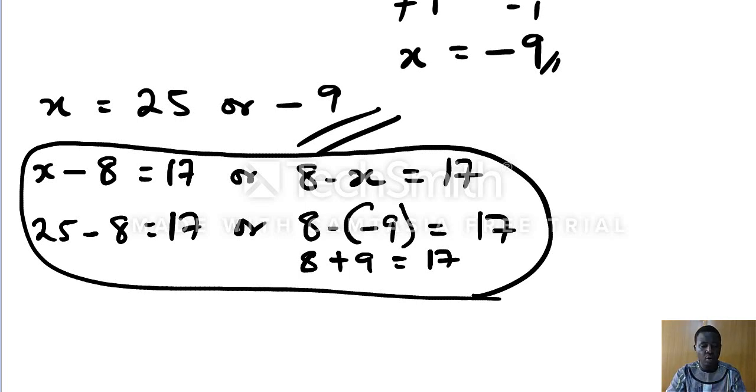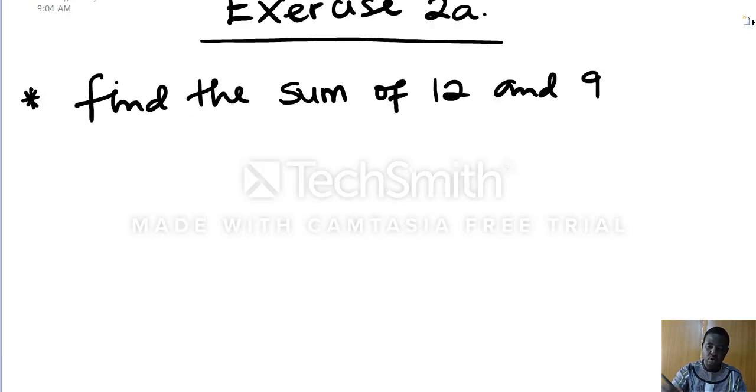Okay, so we have seen how to create algebraic equations from word problems, either sum or difference. Now let's take more examples or exercises. Now you turn to exercise 2A of your New General Mathematics, and we are going to solve problems on sum and difference of word problems.